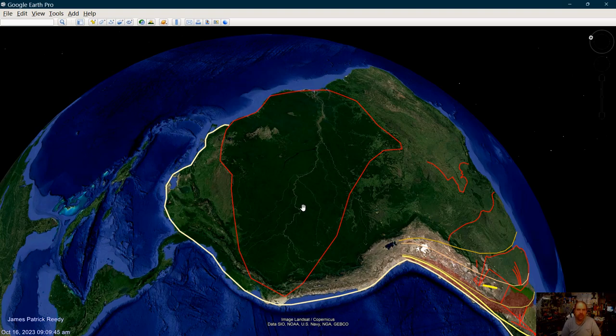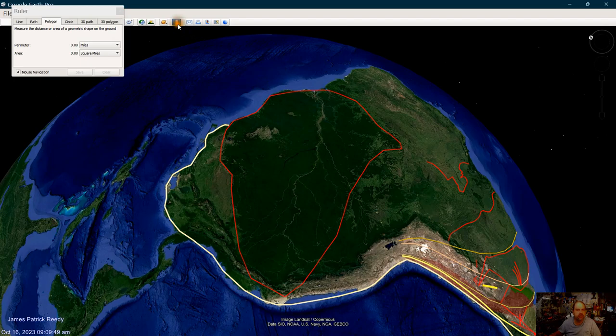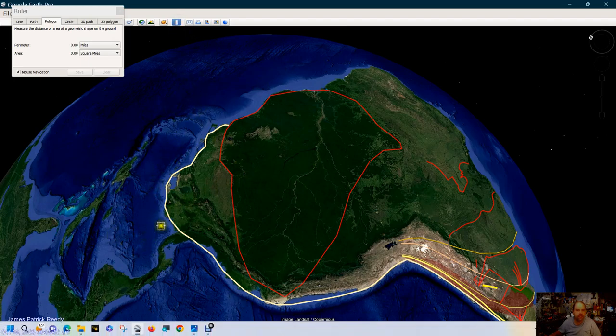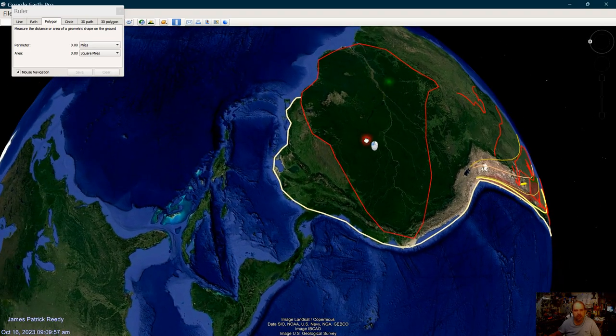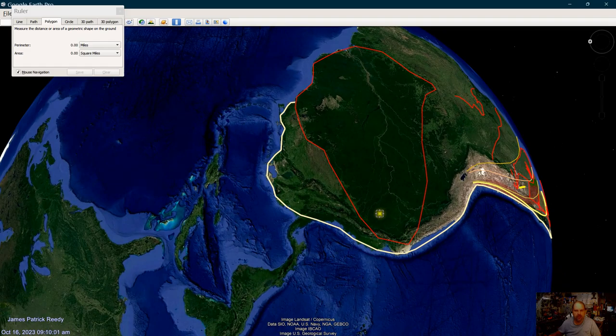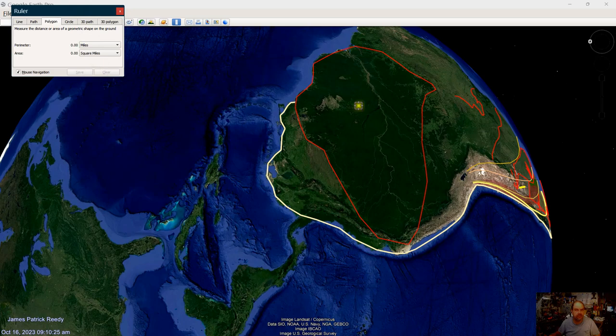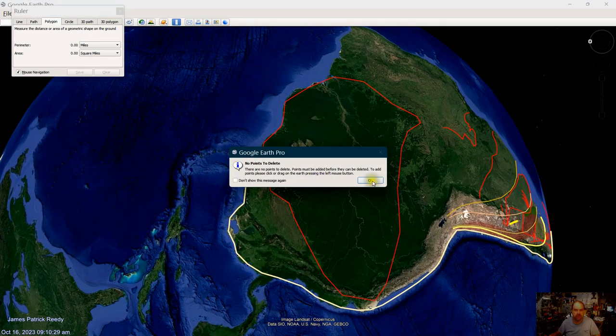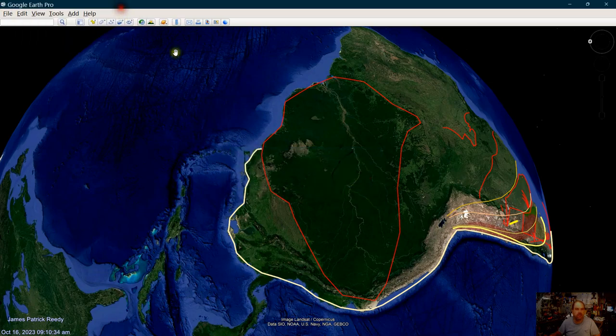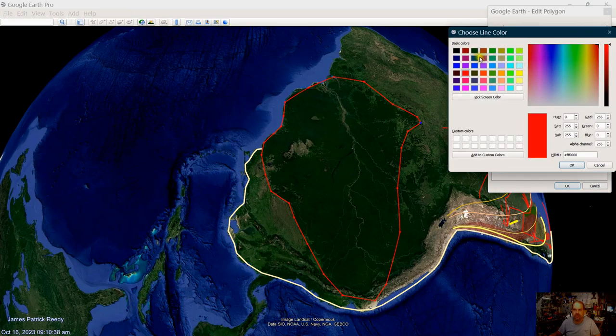So we have quite a bit of rotation here. It's not easy. So this polygon that I just created, I'm going to give it a color. No points to delete. I know. I wonder if dark blue would be good.